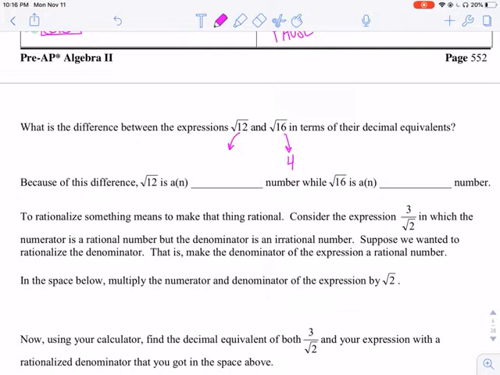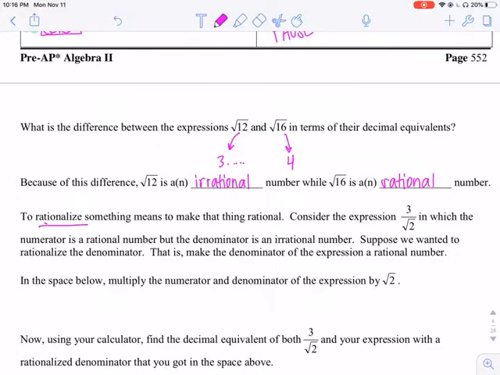So because of the difference, this is like 3 point something, something, something. Because of the difference, square root of 12 is what's called an irrational number. And square root of 16 is a rational number. To rationalize something means to make that thing rational. So to make it kind of like an easy number, the technical definition is to make it able to be a fraction.